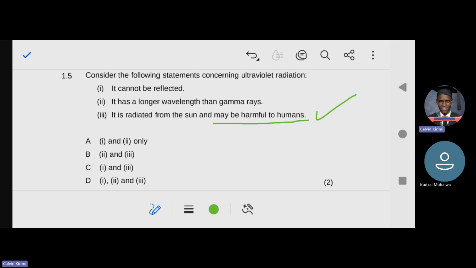It cannot be reflected. It has a longer wavelength than gamma rays. So now let's compare number 2.